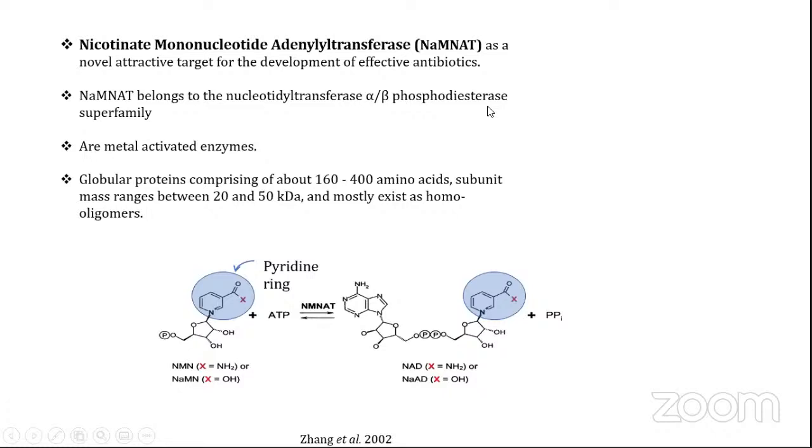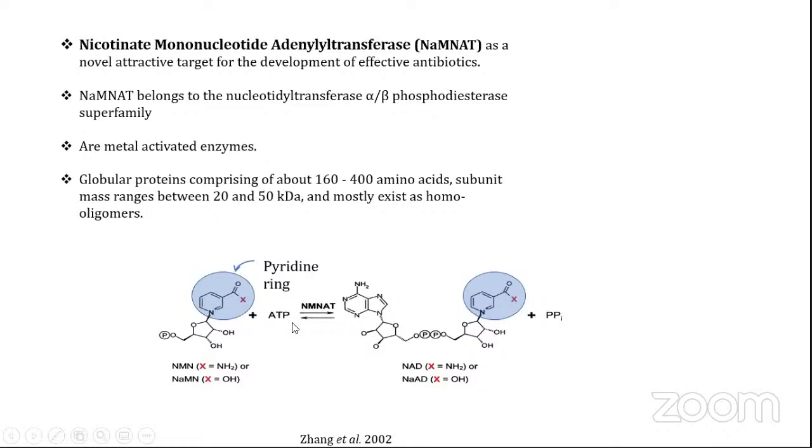And what makes this enzyme very crucial and important in NAD synthesis is that bacteria are able to synthesize NAD either de novo or by salvage. Like I said earlier, they can't take up NAD from their host environment, so they depend on synthesis. But both pathways, either the de novo or the salvage synthesis, meet at the reaction which is catalyzed by the NaMNAT enzyme. So this enzyme is very crucial for the synthesis of NAD.